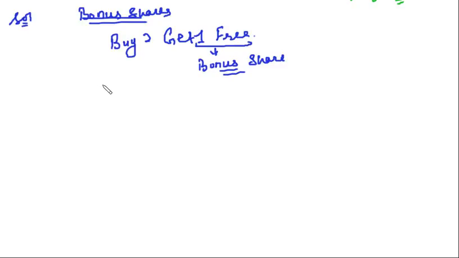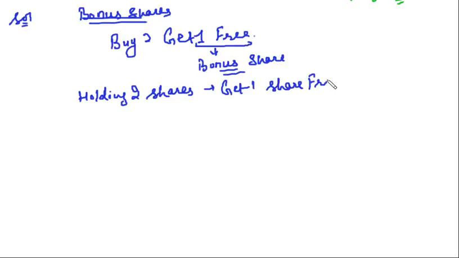That means if you are holding 2 shares, then you will get 1 share free of cost. That means you will not pay anything for buying that 1 extra share. Bonus share is free of cost. Buy 2, get 1 free. If you are holding 2 shares, get 1 share free of cost. Clear? This 1 share free of cost is bonus share.